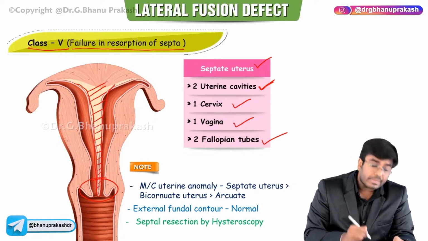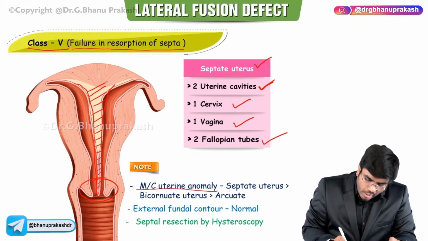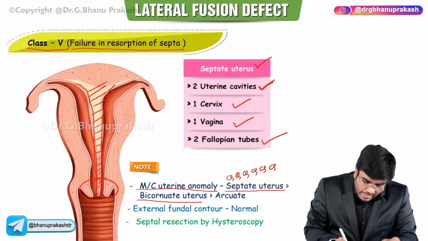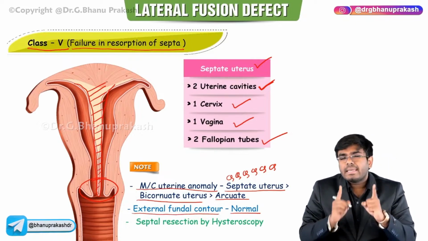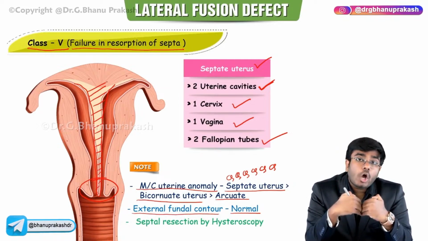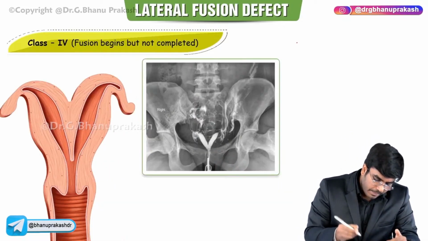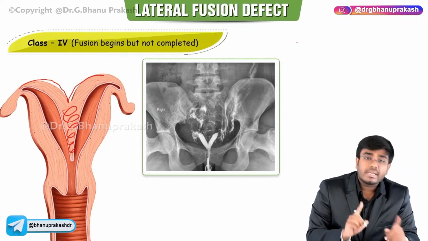Yes, there is only one septum. But a very important point: the most common uterine anomaly is the septate uterus. This is a repeatedly asked MCQ. The most common uterine anomaly is septate, followed by bicornuate and arcuate uterus. Now, please concentrate here. The external fundal contour in a bicornuate uterus has a dip something like this. Okay, this is not the septum.